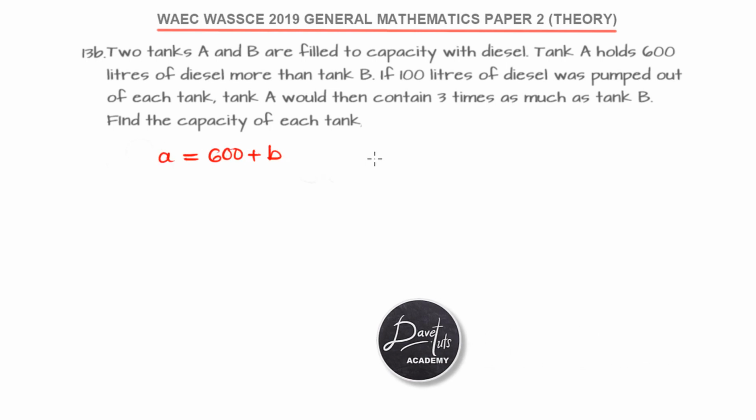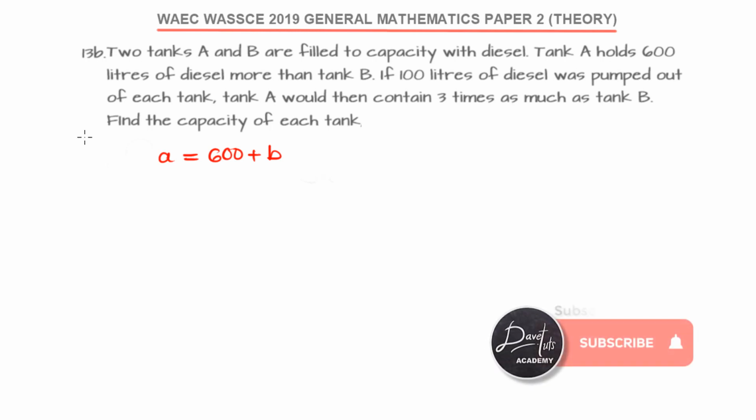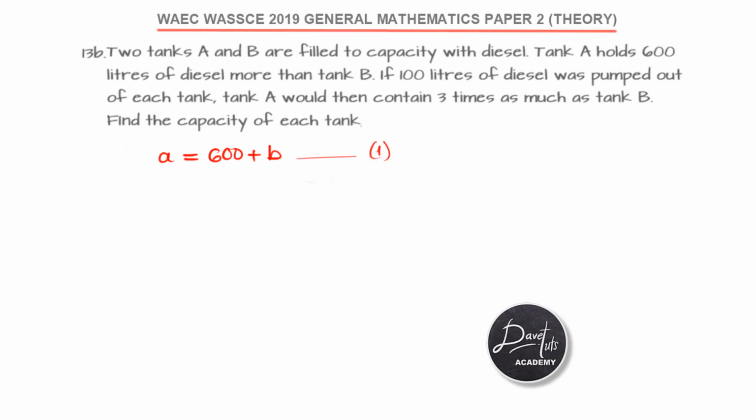From the first statement that tank A holds 600 liters of diesel more than tank B, that means that A is equal to 600 plus B. So for every time that the two tanks are filled, A will have 600 liters more than B.